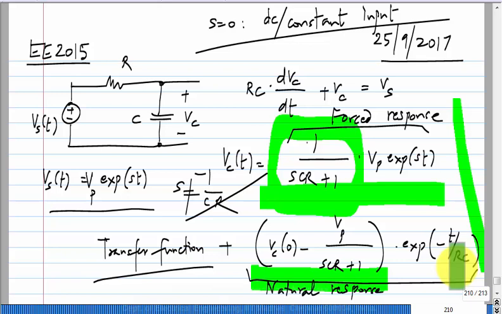Any other questions about this? So, now a first order system with arbitrary exponential inputs you should be able to analyze. Any other questions?